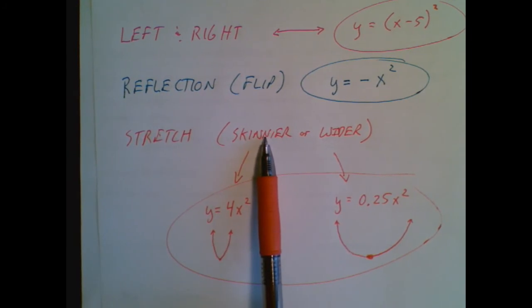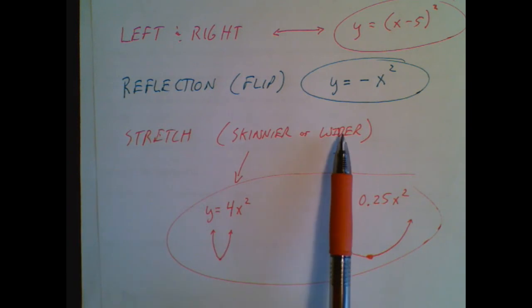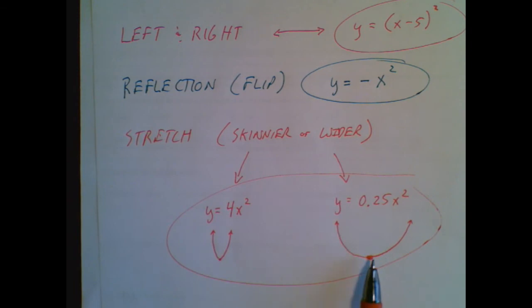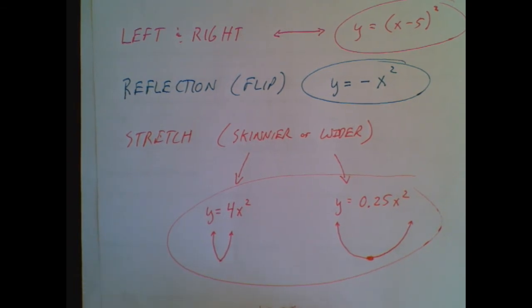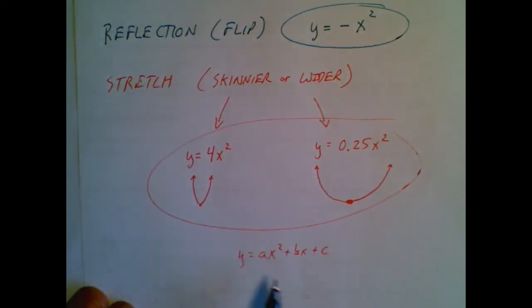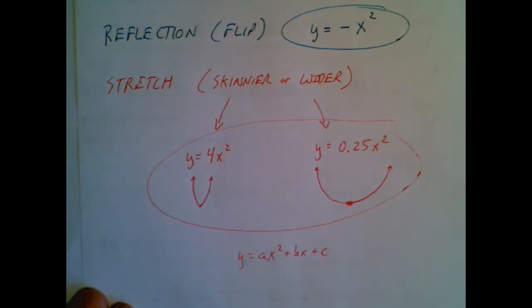If I want my graph to be skinnier, I make this coefficient larger than 1. That's called the leading coefficient, by the way. If I want my graph to be wider, I make that leading coefficient less than 1. And by the way, in standard form, which we learned very recently, the leading coefficient that we're talking about is the A value.